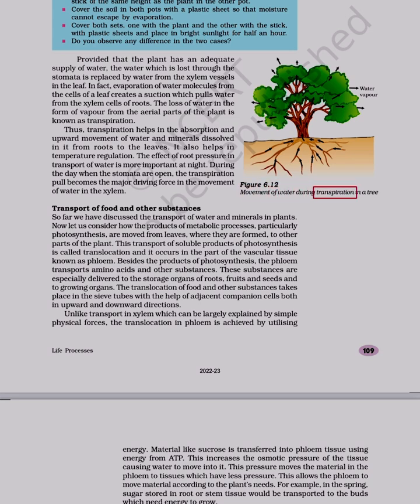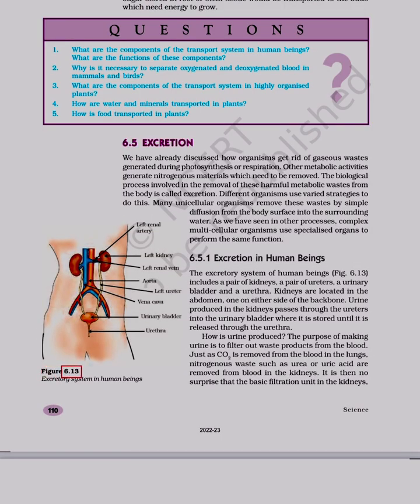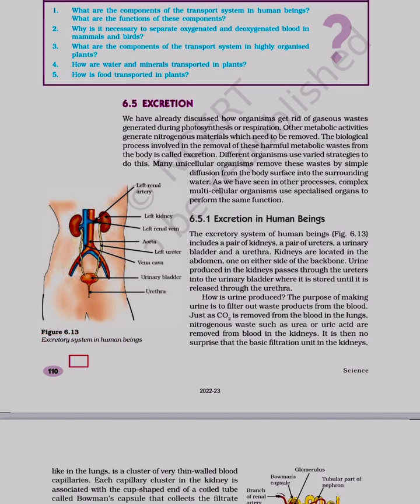Movement of water during transpiration in a tree. Figure 6.13. Excretory system in human beings.